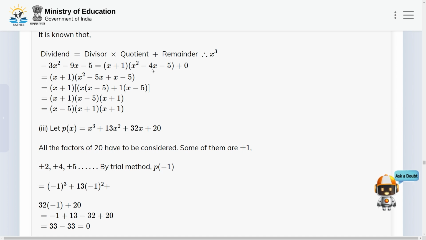Now you can factorize this quadratic polynomial x square minus 4x minus 5 by splitting the middle term minus 4x. So this is equal to x plus 1 times x square minus 5x plus x minus 5. And this is equal to x plus 1 times x minus 5 plus 1 times x minus 5, which is equal to x plus 1 times x minus 5 times x plus 1. So this is the factorization of the cubic polynomial x cube minus 3x square minus 9x minus 5.